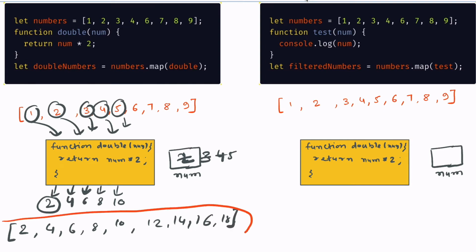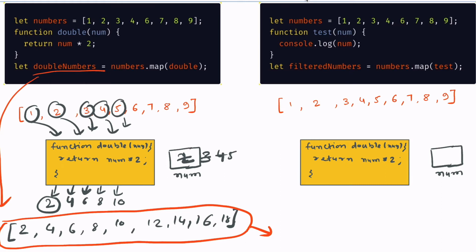So this will be the final value returned from map. The value of doubleNumber will be this: 2, 4, 6, 8, 10, 12, 14, 16 and 18. So map converts the array into a stream of data and passes the values one after another. Whatever is returned from here gets stored into a new array, and this is the final array that gets returned from map. Let's move on to the next function.